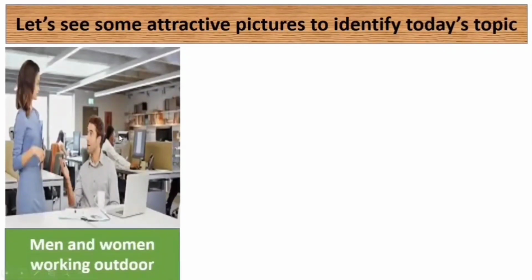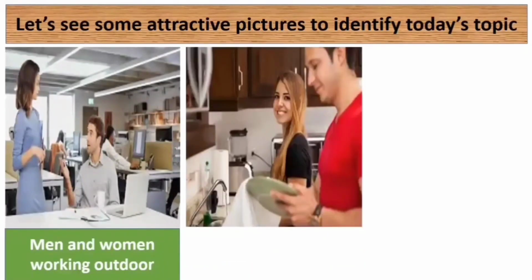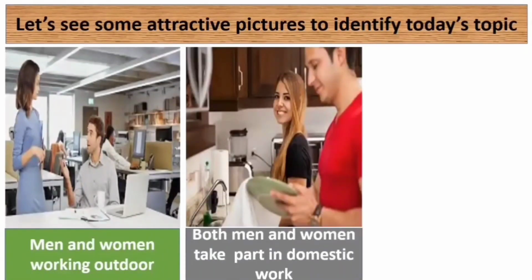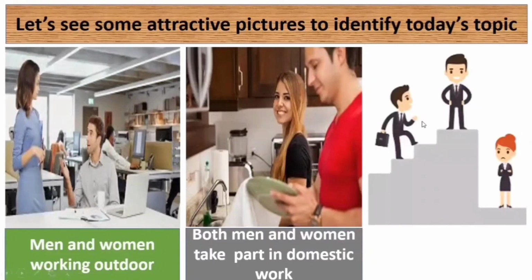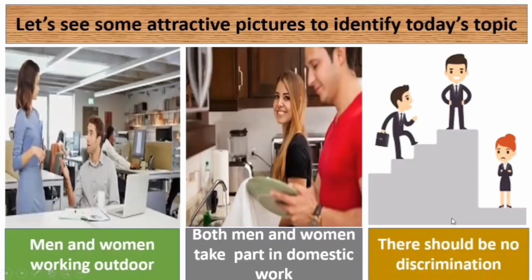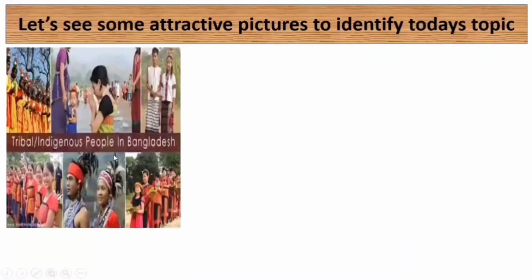Yes, man and woman working outdoors. Now let's see another picture. Guess what? Yes, both man and woman take part in domestic work. Then see another picture. By seeing the picture, you can see a boy standing on the upper stair of a staircase, and a girl is standing on the lower level of the stair. So it is indicating discrimination. So there should be no discrimination. Let's see some other pictures.